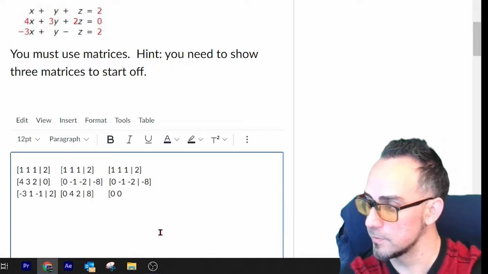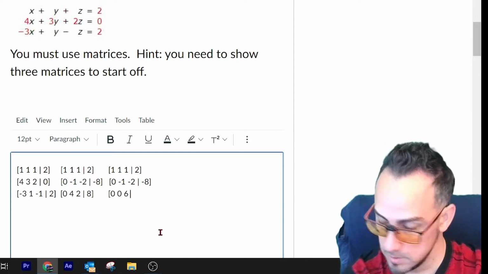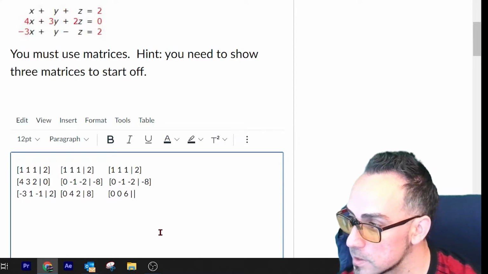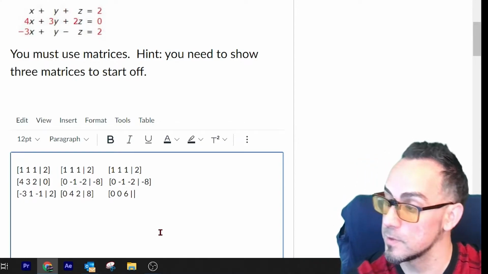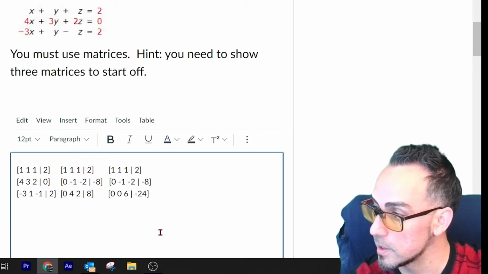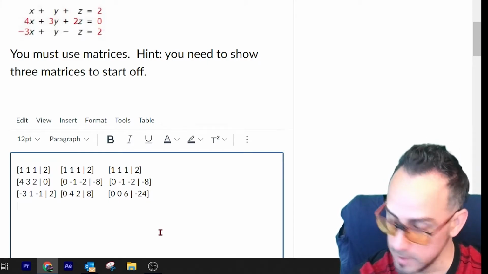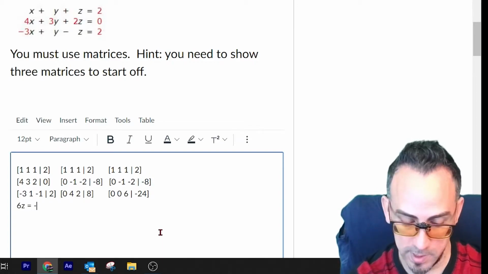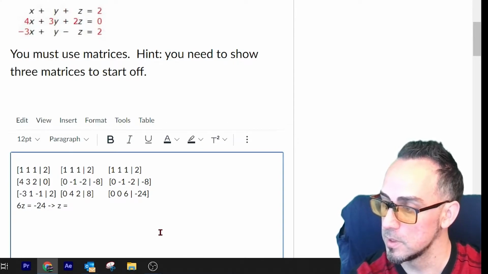So +4 times -2 is -8. -8 and 2 is 6. Gotta be careful. Let's see. So +4, that's -32. -32 and +8, what's that? -24. It's tough to do all this in your head, but okay, I'm done with the matrix. So now I can do my next step. I can say 6z equals -24, which tells me that z equals -4.